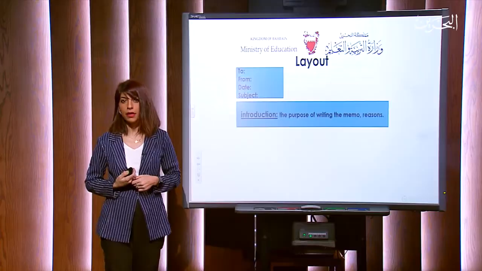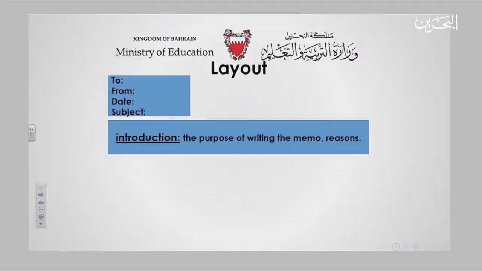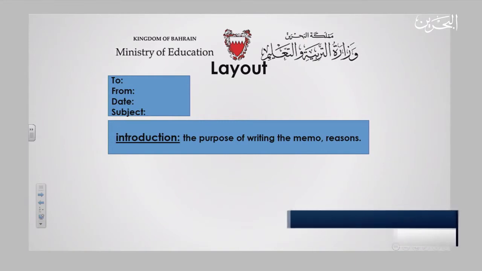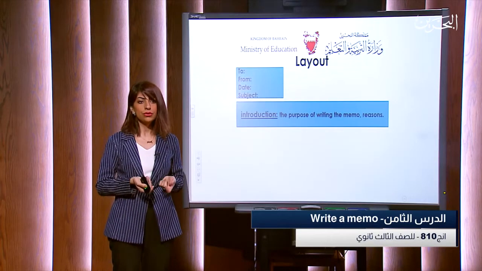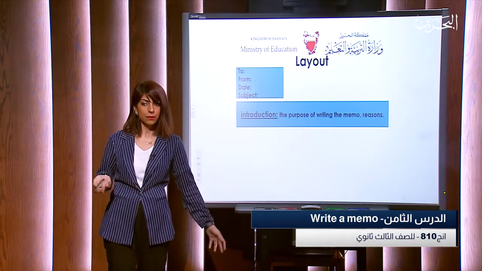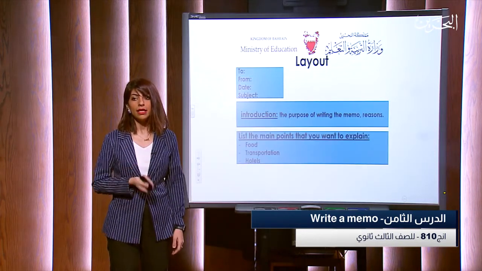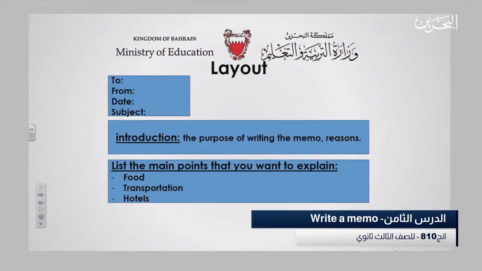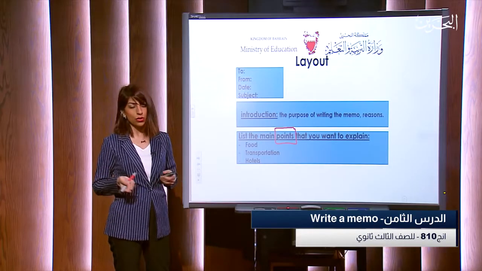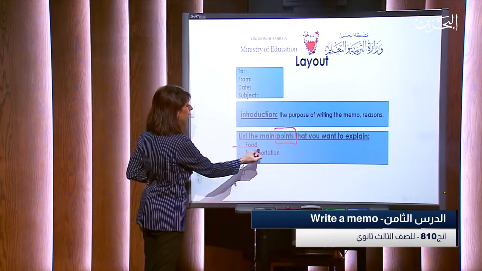You will start with an introduction. At the introduction, you will write the purpose of writing the memo, or let me say, paraphrase in other words, the reason. I'm writing this memo because I want to tell you about the rules, for example. Then you will list the main points that you want to explain. I want you to pay attention to this word. When I say points, it means the things that you are going to talk about. It depends, of course, on your memo. It has to be in bullet points.